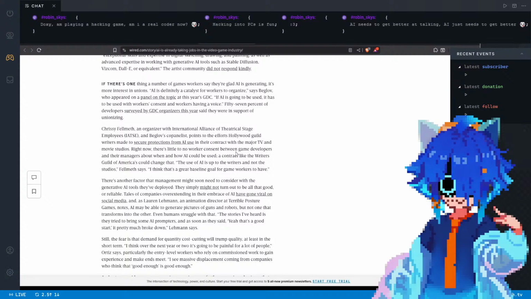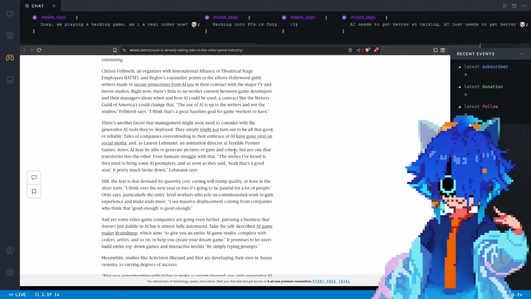Chrissy Felmeth, an organizer with the International Alliance of Theatrical Stage Employees, and Belgov's co-panelist, points to the efforts Hollywood Guild writers made to secure protections from AI use in their contract with the major TV and movie studios. Right now, there's little to no worker consent between game developers and their managers about when and how AI could be used. A contract like the Writers Guild of America's could change that, and the use of AI is up to the writers and not the studios, Pullman says. I think that's a baseline goal for game workers to have.